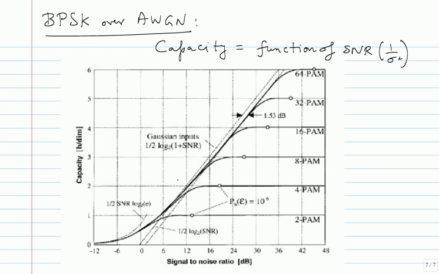And if you do Gaussian inputs, you can show the capacity is a very nice closed form expression: half log of 1 plus SNR. It's a very simple and nice expression. And that is the plot that is shown as a dotted line there.